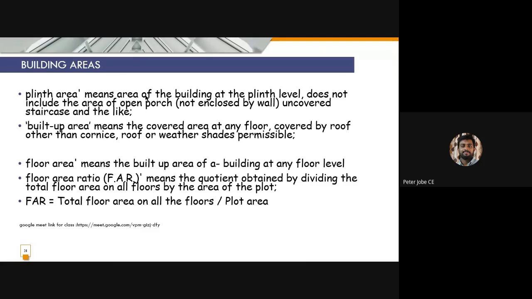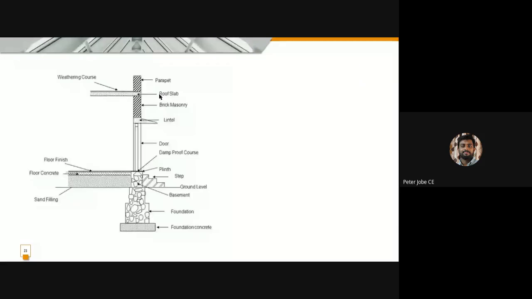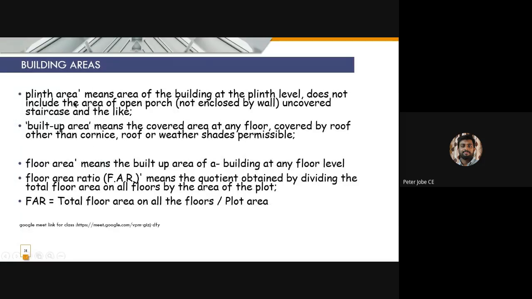So we are going to discuss building areas, and the first thing is plinth area. Plinth area means the area of the building at the plinth level, which does not include the area of open porch. You might know what is meant by plinth level. At this level, we find out the area of a building. That means we include all those covered areas. We won't include uncovered areas like porch, etc. It does not include the area of open porch since it is not enclosed by wall, and uncovered staircase and all those things.